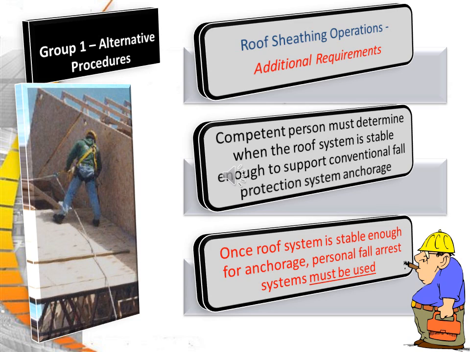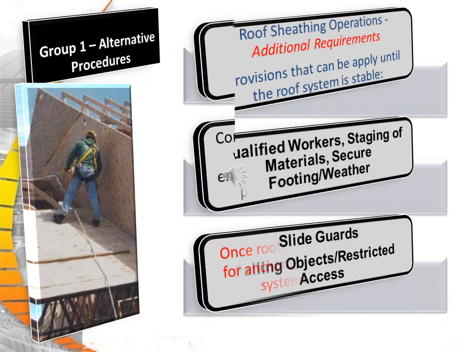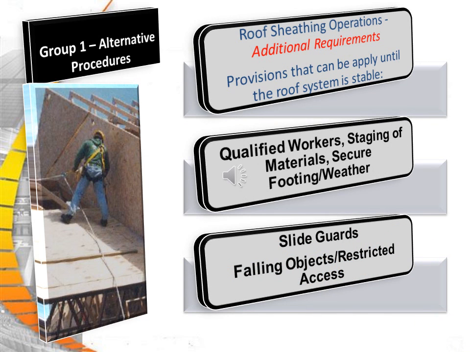Roof sheathing operations. A competent person must determine when the roof system is stable enough to support conventional fall protection anchorage. Once the roof system is stable enough for the anchorage, personal fall arrest systems must be used. When performing roof sheathing operations, you should have qualified workers, staging of materials, secure footing and weathering, slide guards, as well as restricted access zones or falling objects protections.